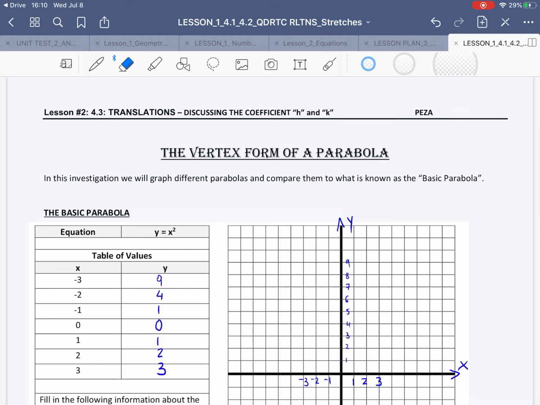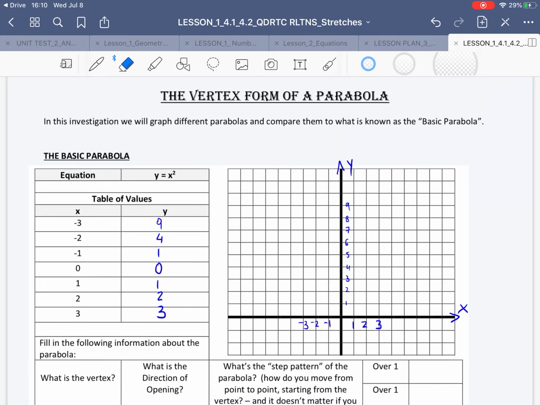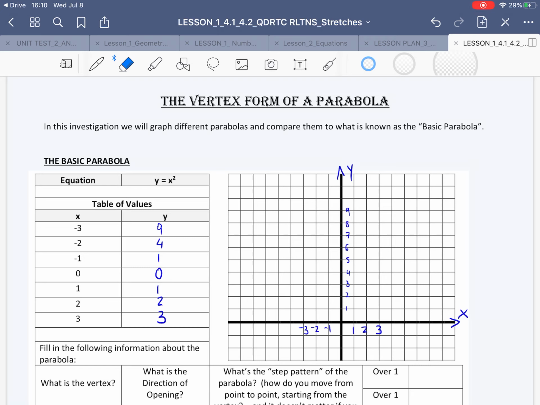Hello everyone, today we are going to look into the transformations of quadratic relations. To start with and refresh your memory, I'm going to go over the basic shape of the basic parabolic function, which is y equals x squared. I already prepared the chart here, so the table of values is right here: x from negative 3 to positive 3, and the y values are right here from positive 9 to positive 9 again.